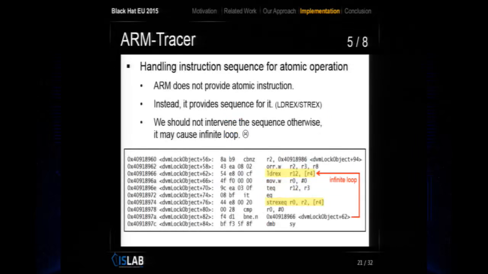There is one more problem caused by DBM. This is about the instruction sequence for atomic operations. ARM does not provide a single atomic instruction. Instead, it provides an instruction sequence for it. But the important thing is that if the sequence is intervened by DBM, it may cause an infinite loop. So while single stepping, we have to identify the sequence and handle it.